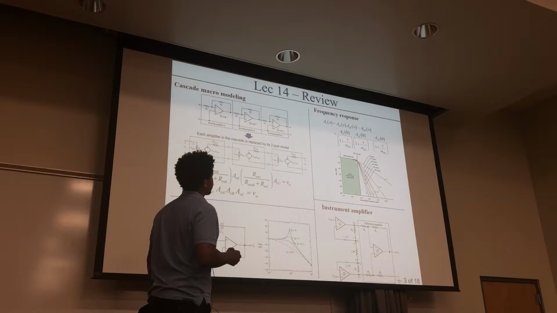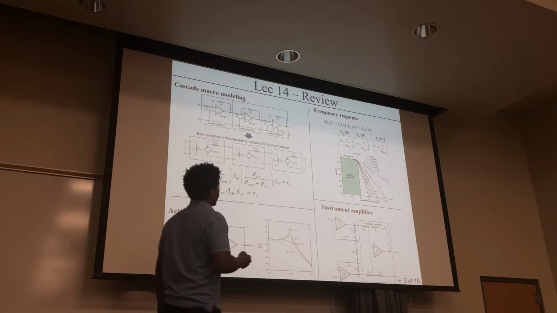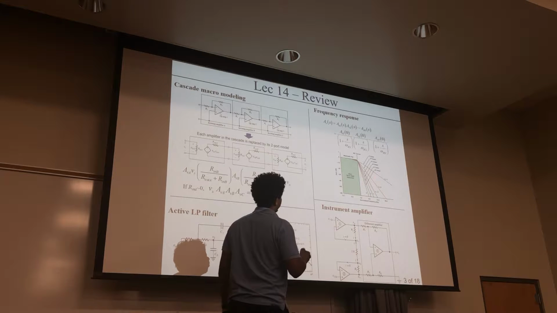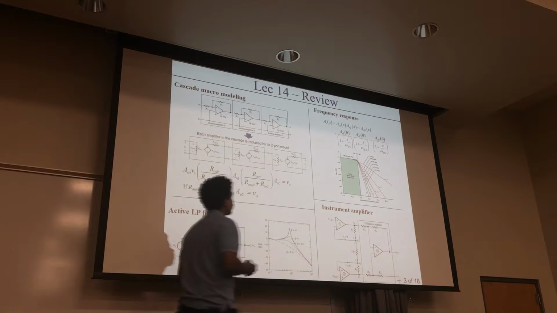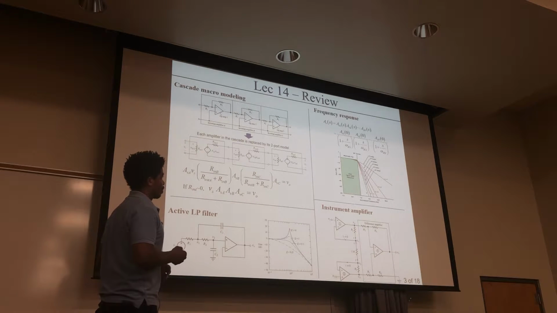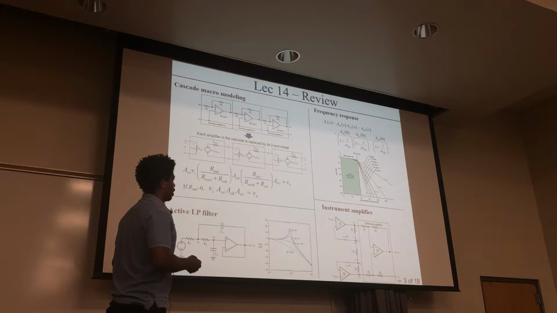Here's the frequency response of a cascade of these, and for each one you're adding on, you're getting another -20 decibels per decade. So the slope gets higher order, so you get an improved response. And we also looked at an instrument amplifier.